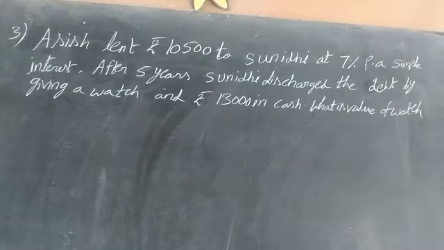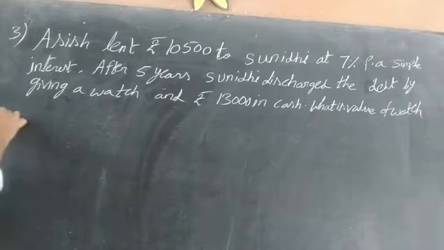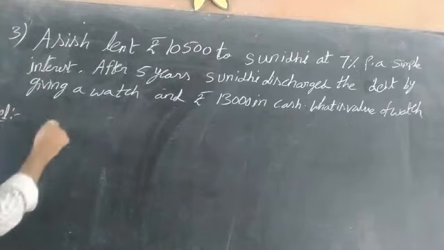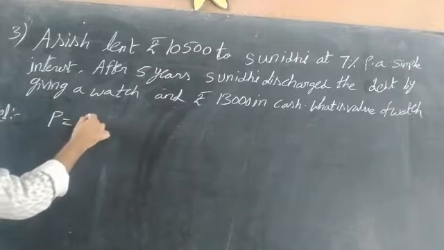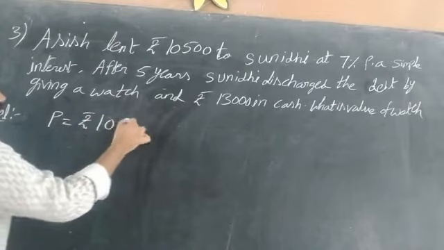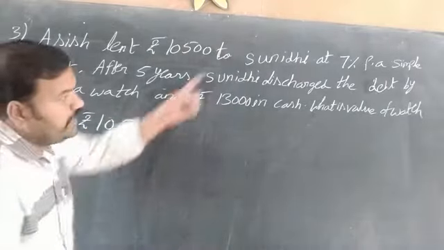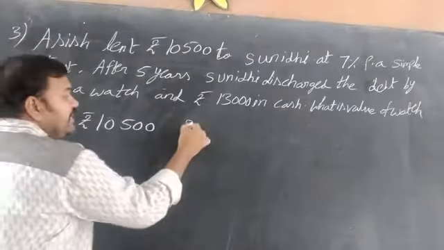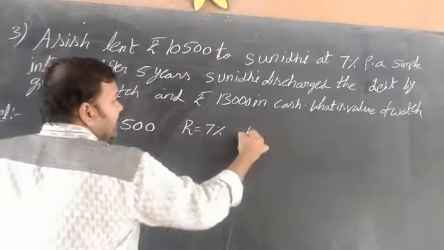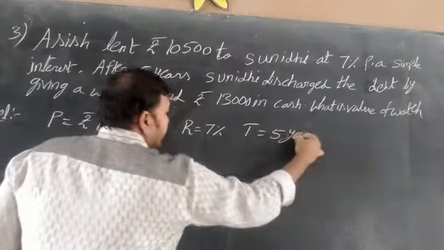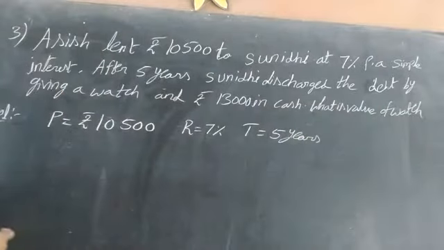In this sum, first of all, we have to find the amount he has to pay. So, the solution: the principal, meaning the amount taken, is 10,500 to Sunandi at 7% per annum. That means the rate is equal to 7%. Time taken is 5 years. From this, we have to find out the simple interest first.